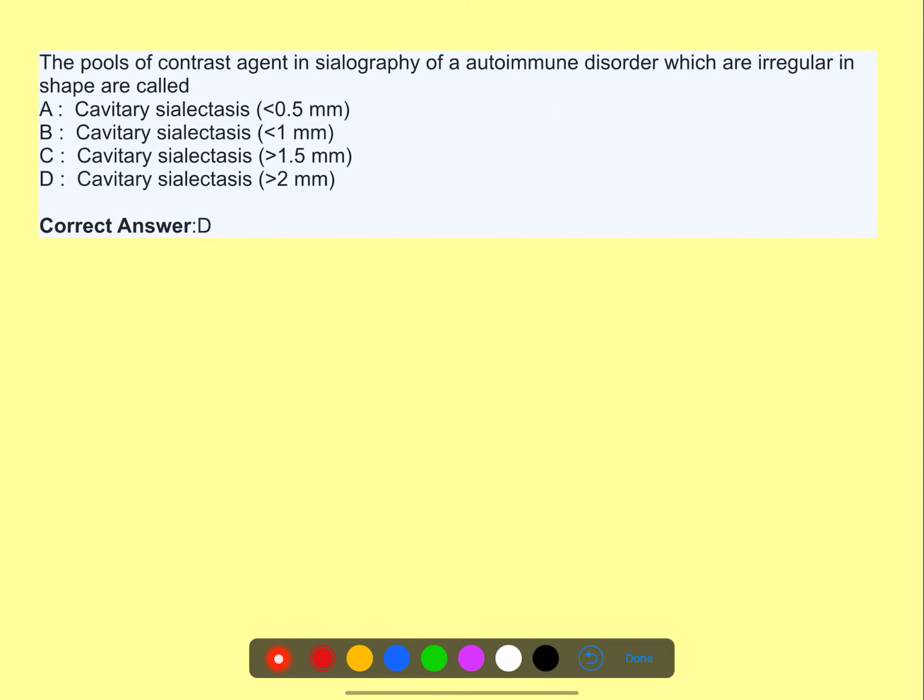The pools of contrast agent in sialography of an autoimmune disorder which are irregular in shape. We have seen earlier that there are three states: punctate, globular and cavitary. Cavitary sialectasis will have pools of contrast agent of dimensions greater than 2 mm. So the option is D.